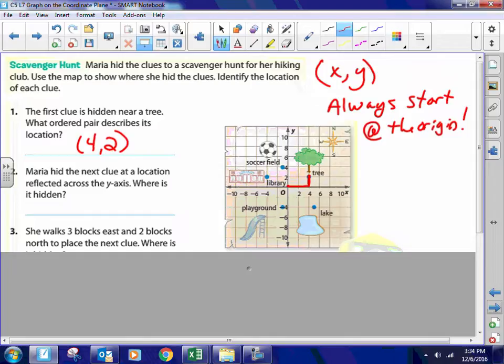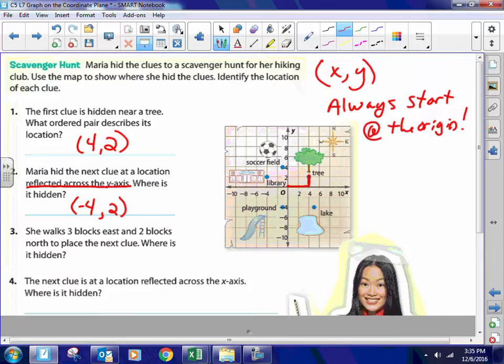Myra hid the next clue at a location reflected across the y-axis. Where is it hidden? It is reflected across the y-axis. That means the y point is going to stay the same. So we already know the y point. We also already know the x point because it's the opposite, right? Which is the reason why I had that bell ringer yesterday, because we're trying to find opposites. It was 4, now it's the opposite of 4, which is -4. It is not 1/4, that's the inverse.